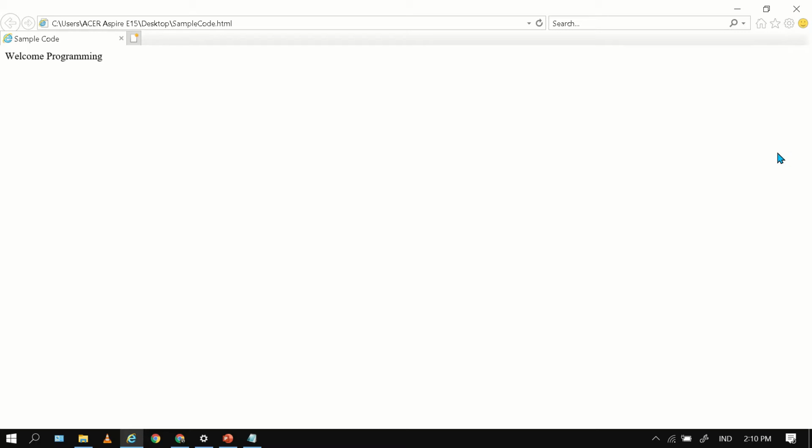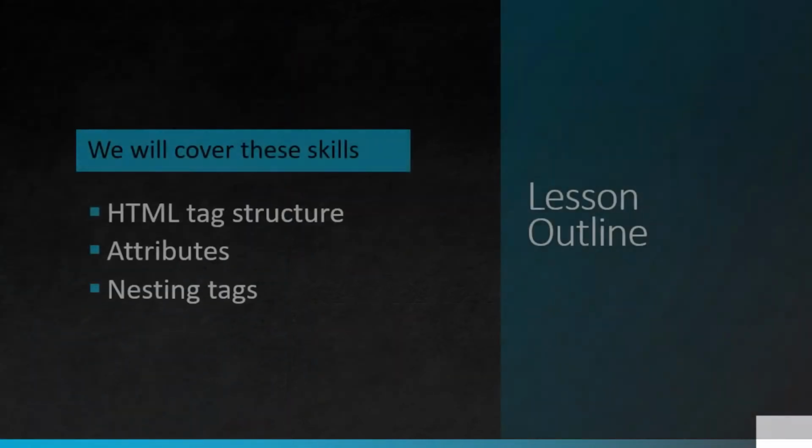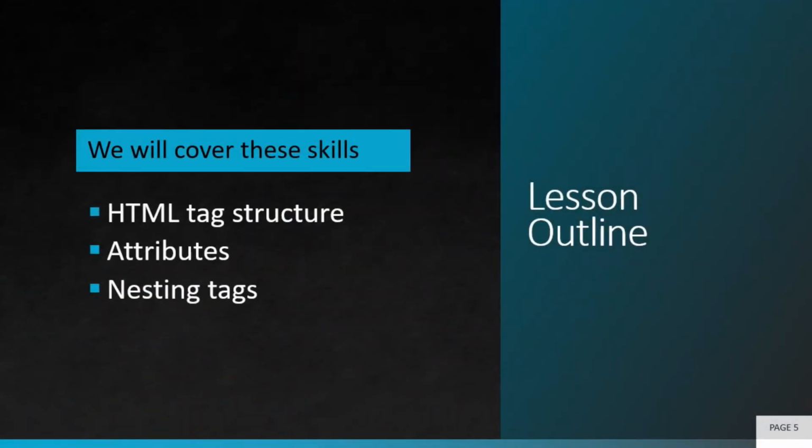We may now proceed to our next lesson. For our lesson objective for this lesson, which is the tags and attributes, first we have to describe the tags and the attributes. Second, we would explain the structure of tags. And the third one is learn the process of nesting tags. So, ano yung lesson outline natin? First, HTML tag structure. Actually, pinakita ko na siya dun sa review natin for the previous lesson, but I will be giving you a detailed explanation of that. The use of the attributes and nesting our tags.